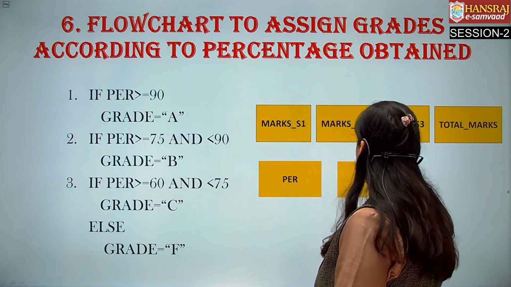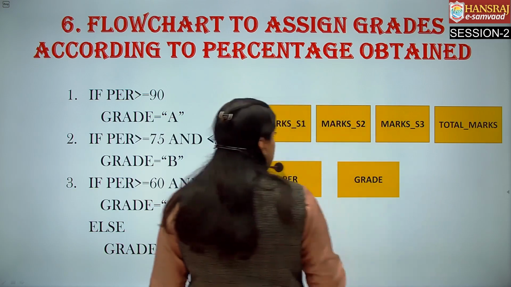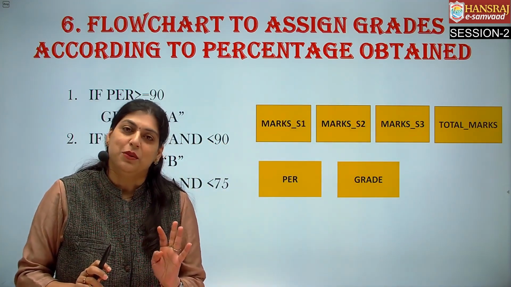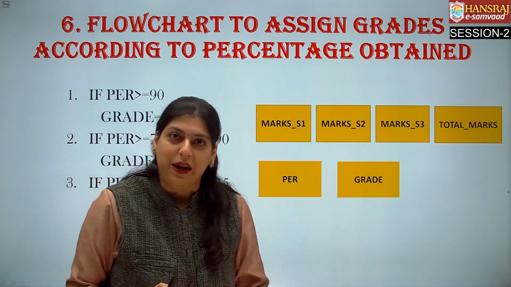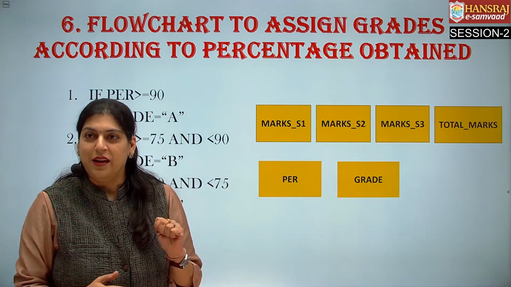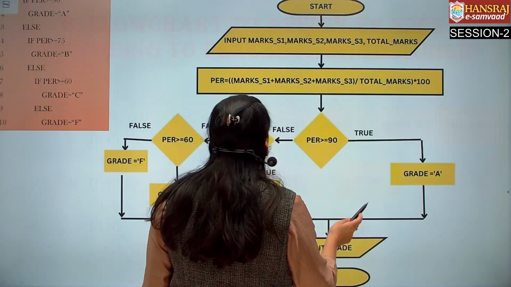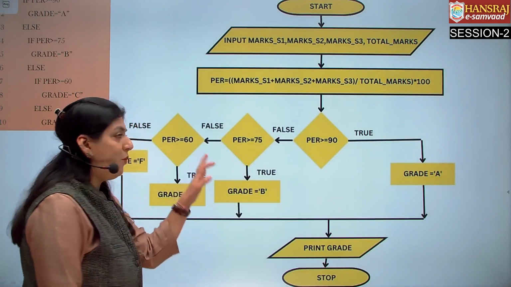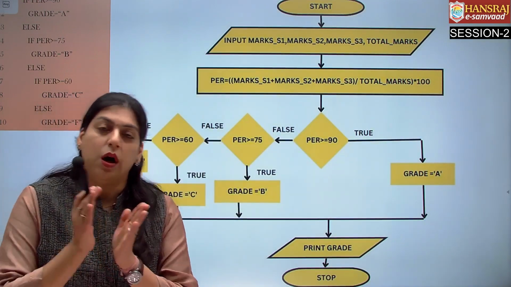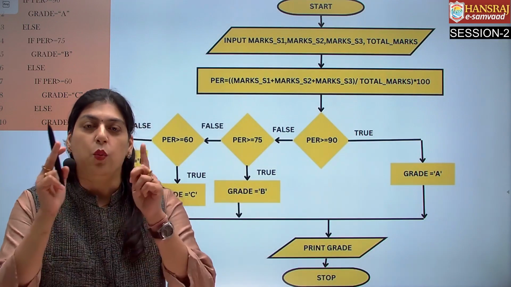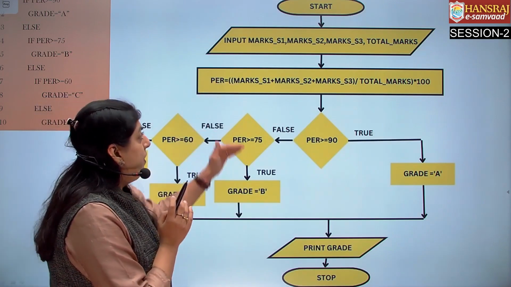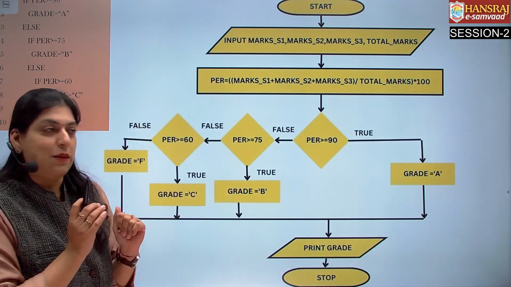So variables will be the same. One more variable will be added now, that is the grade, because I need to assign the grade to the percentage. As per the percentage obtained, I will be assigning the grade. So I have taken one more variable here. Let's see how the flowchart turns out to be. We have multiple if statements now. In earlier examples we have seen only one single if clause. So let's quickly try to understand the concept behind this.